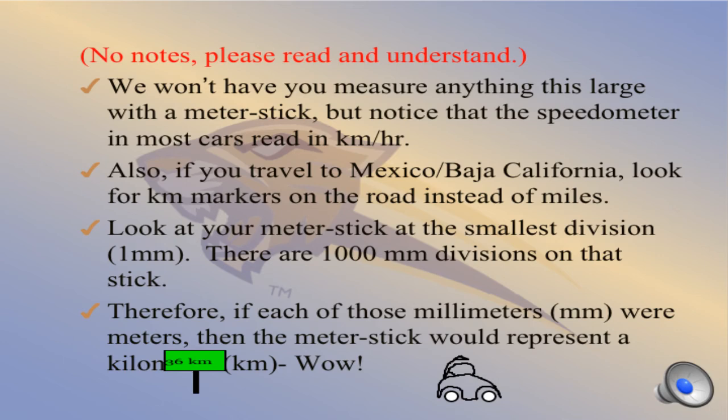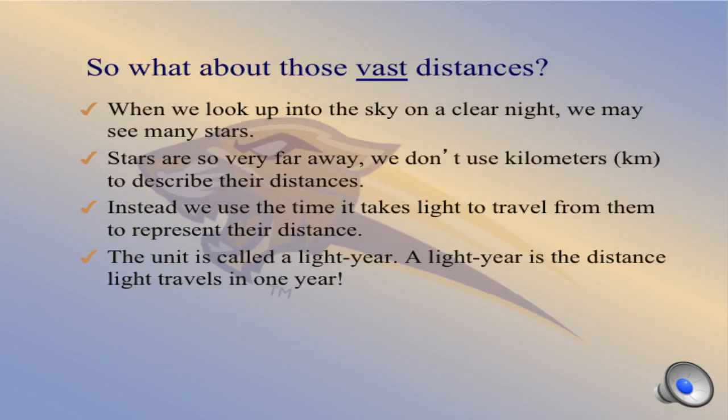Just to give you an idea of what we're talking about here, look at your meter stick. We said that 1 meter has 1,000 divisions on it, right? Those little bitty tiny lines, 1,000 millimeters is 1 meter. Let's say we pretended that each one of those millimeters is 1 meter stick. Then we could say 1,000 little meters is equal to 1 kilometer. So let's look at some vast distances.